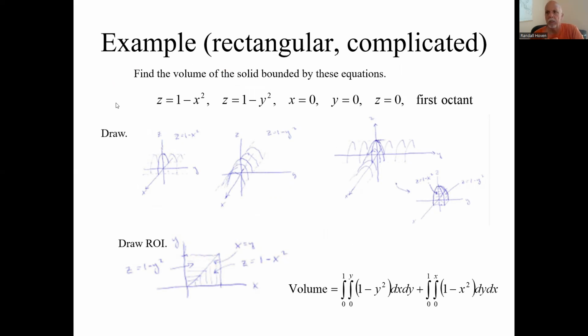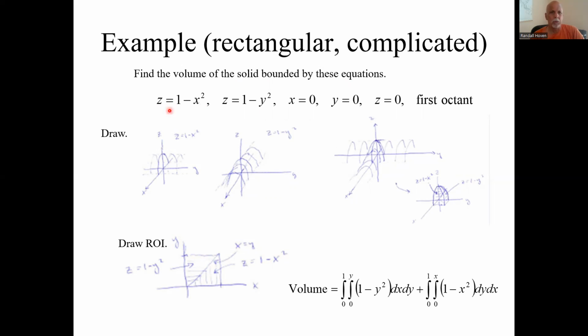This example isn't a polar coordinate example. It's just an example of complicated volume. You have to do some 3-dimensional thinking for this one. Volume of a solid bounded by these equations, all in the first octant. x is greater than 0 and y is greater than 0. I want to go through this.